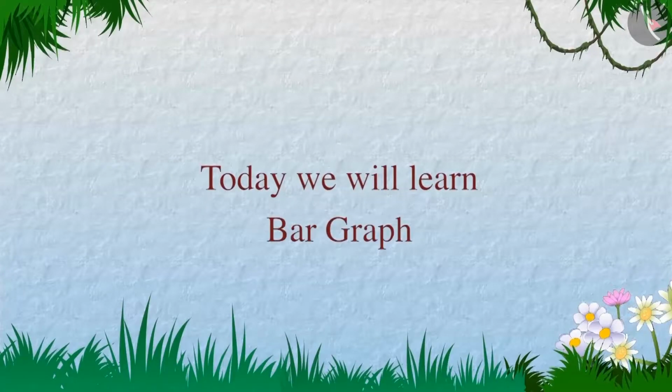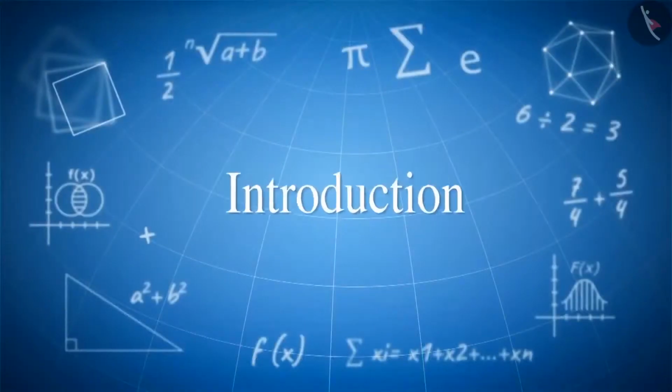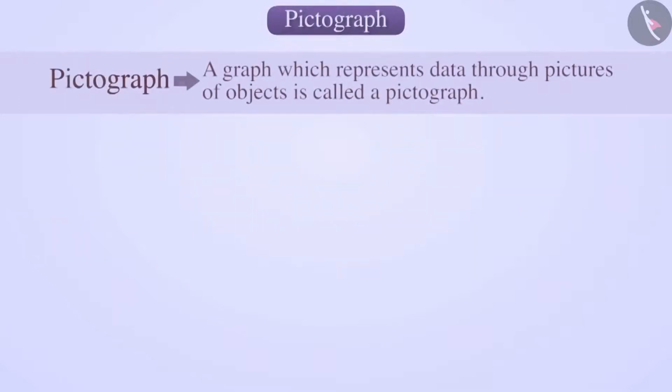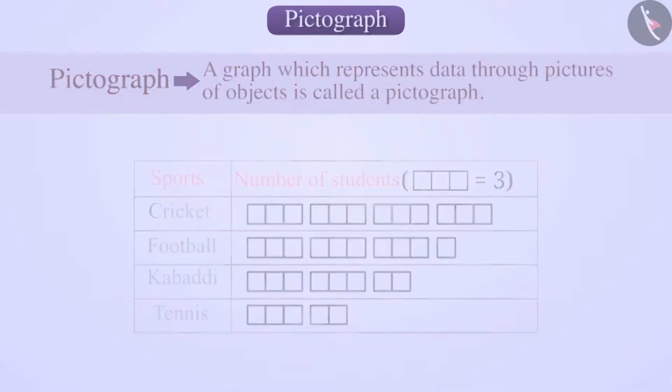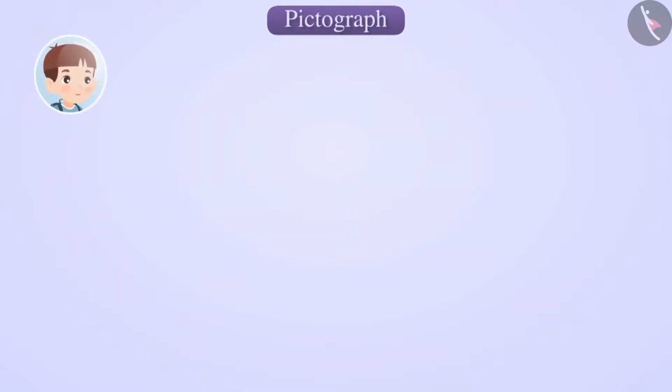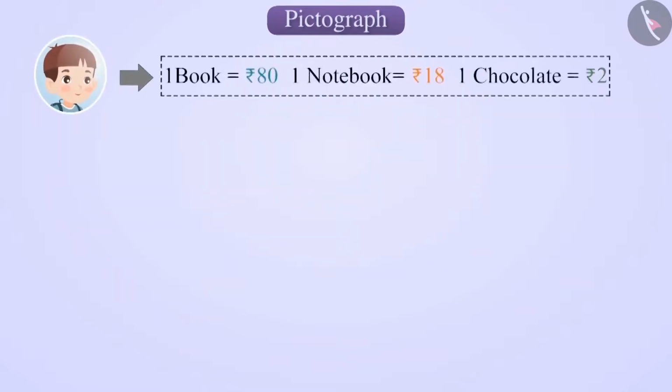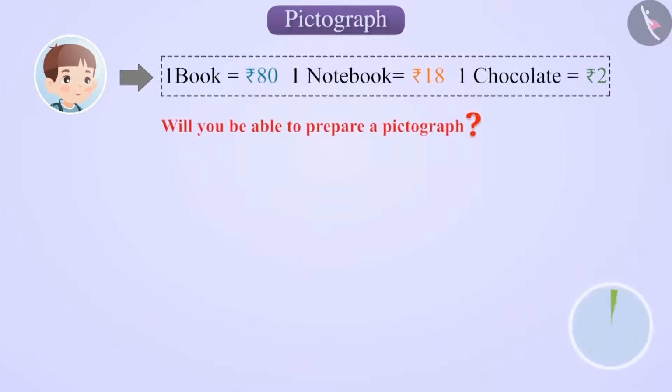Today we will learn about bar graph. In the previous video, we learned what is a pictograph and how is it drawn. Let's review it by using an interesting example. Suppose Rahul went to a shop and bought a book worth rupees 80, a notebook for rupees 18, and a chocolate for rupees 2. Will you be able to prepare a pictograph based on the information provided? Pause the video and try yourself.